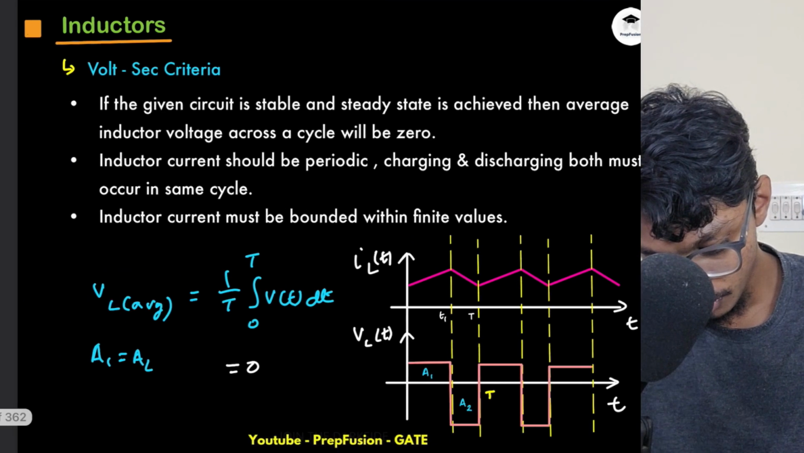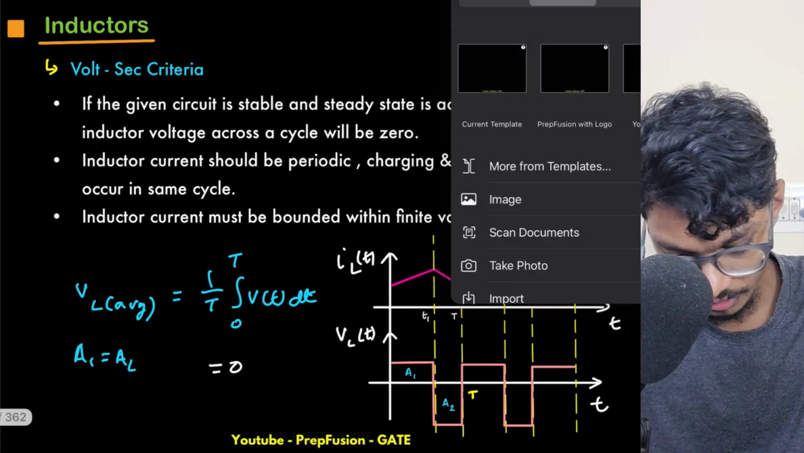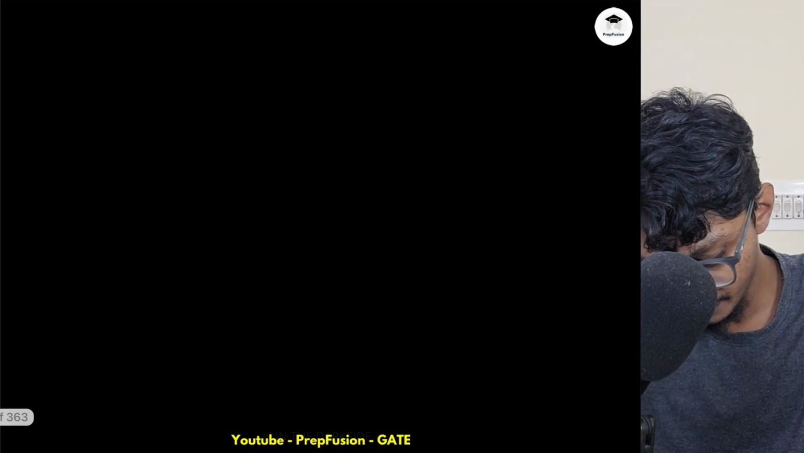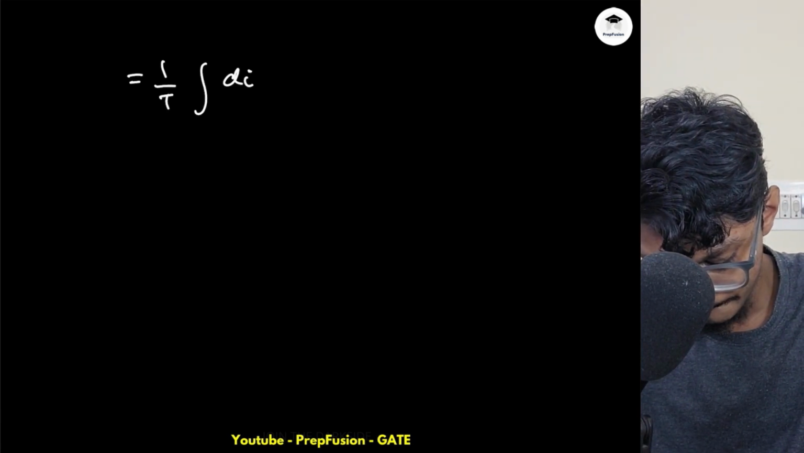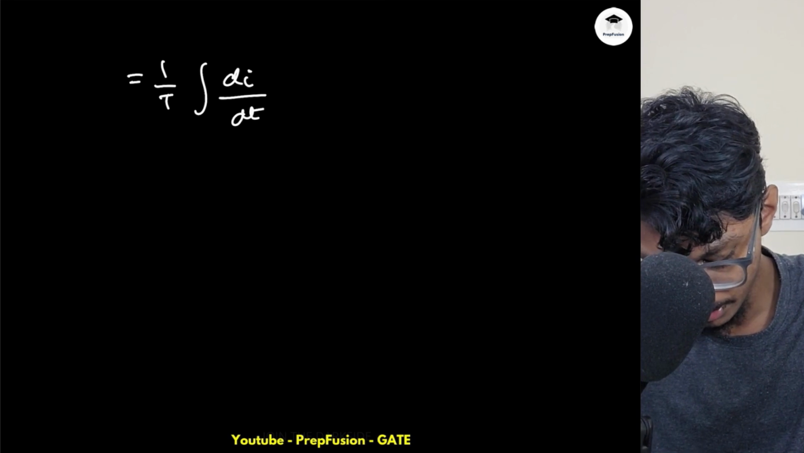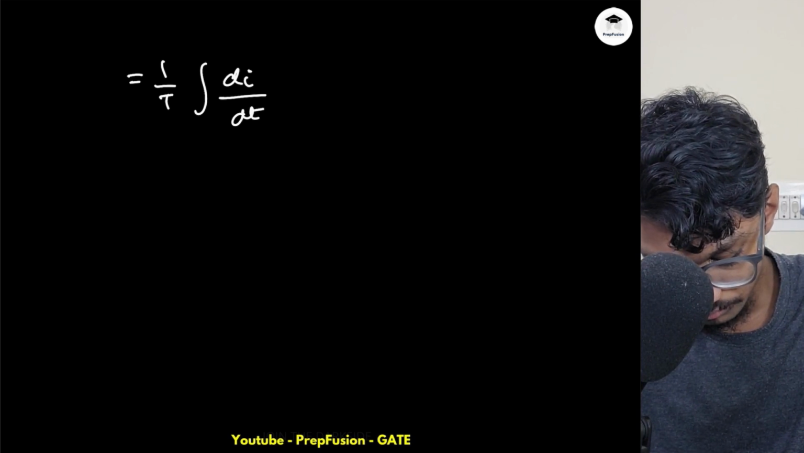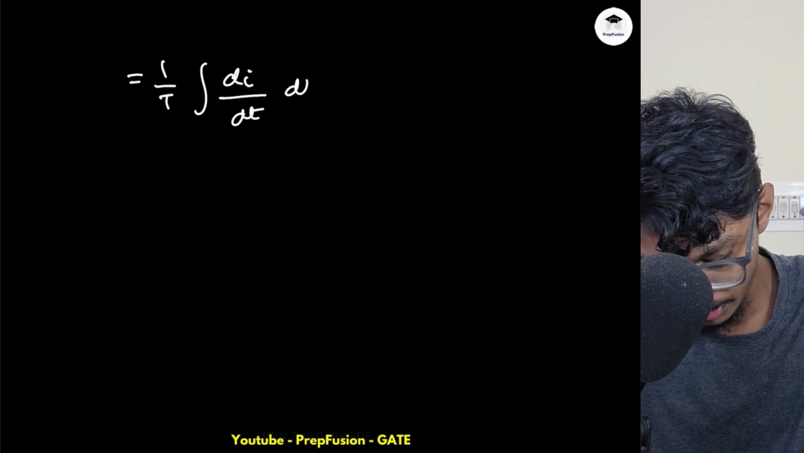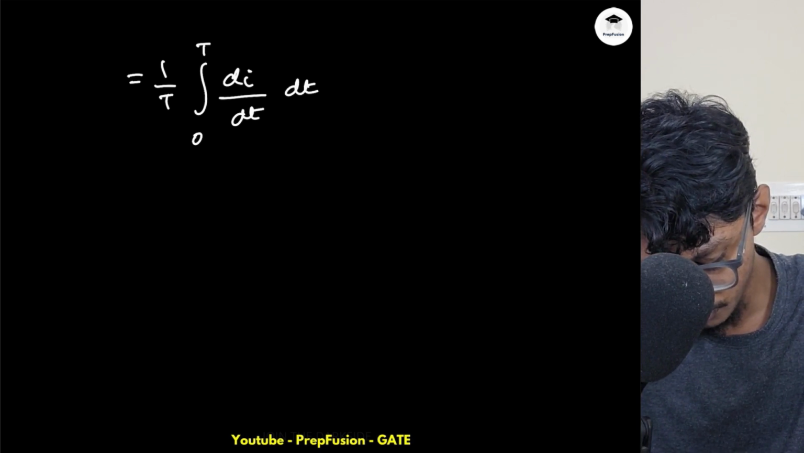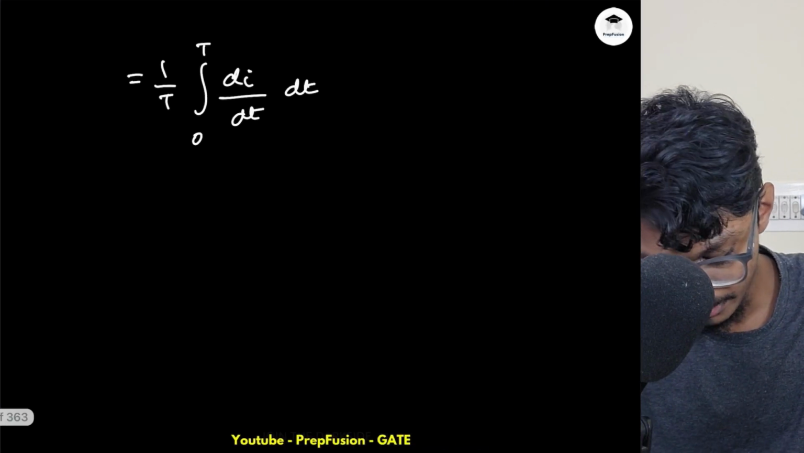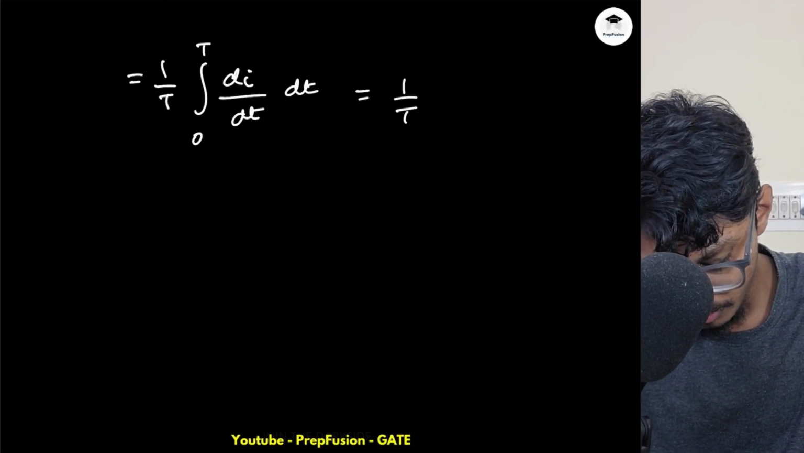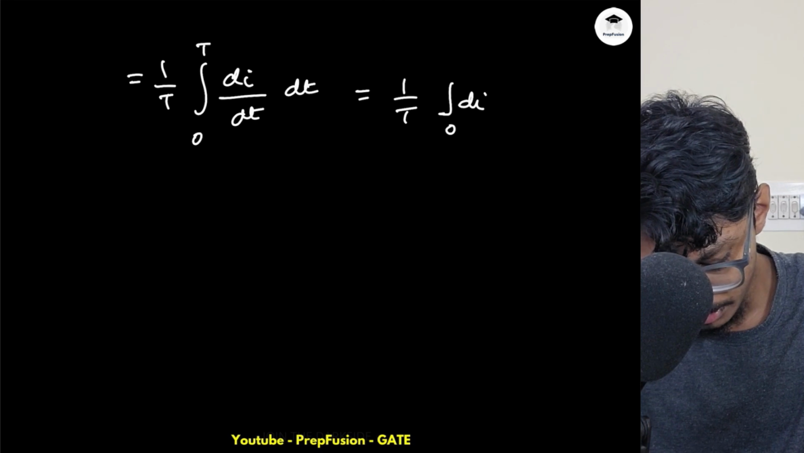Why will this be equal to 0? If I want to dive deeper into it, what is my VL of t? VL of t is L di by dt, and this is again dt, right? From 0 to T. So dt will get cancelled, and I will be left with 1 by T times the integration of di from 0 to T.